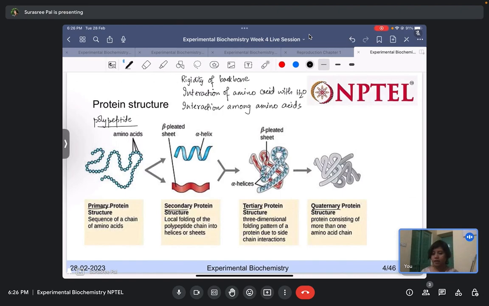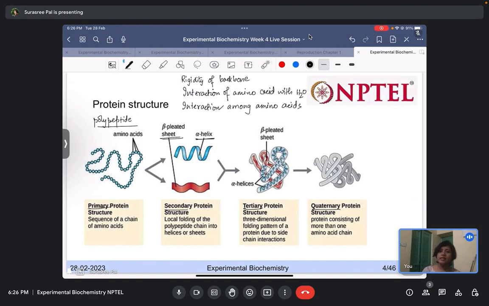So the secondary structure can be of different types. The most common ones are alpha helix, beta sheet, and turns. So this is local folding of this polypeptide chain. Now how is this folding determined? We will see later on, but remember that this folding entirely depends on the sequence of amino acids. So how a protein will fold, what will be its final 3D structure, is determined by its sequence.